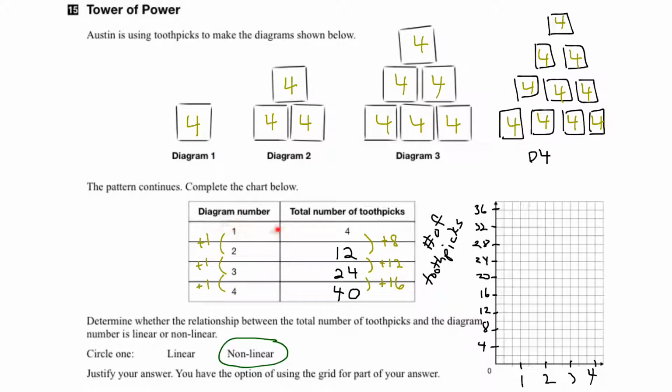So for diagram number 1, there's 4 toothpicks used, so we can put that point right there. For diagram number 2, there's 12, so we can put that point right there. And for diagram number 3, there's 24, so we can put that point right there. And for diagram 4, there's 40, which would be up around here somewhere. And if we drew a smooth curve through these points, we'd see that it's nonlinear. Therefore, we know that the answer is correct. We verified it 2 different ways.